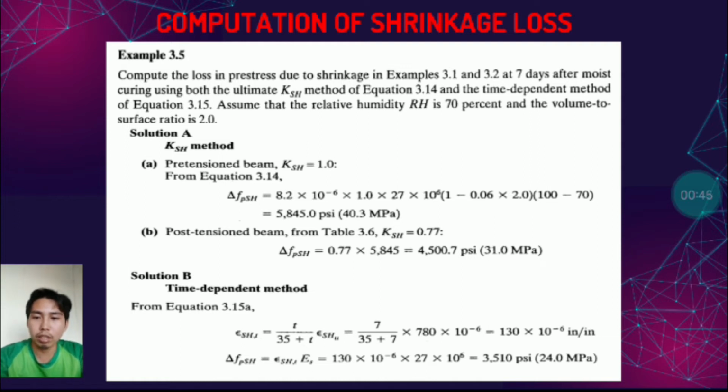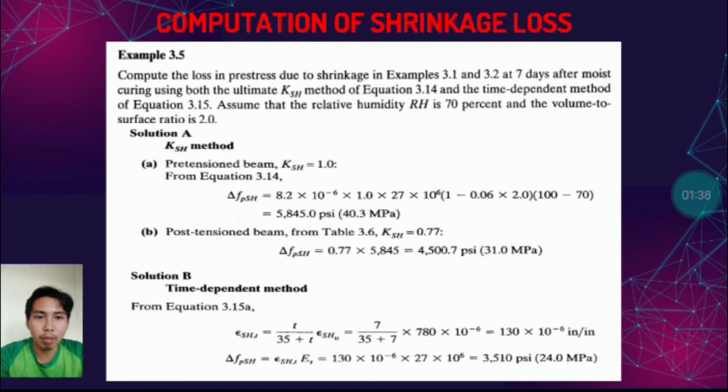Assume that the relative humidity RH is 70% and the volume-to-surface ratio is 2.0. Using the P_sh method, the equation that we will be using is delta f_PSH equals quantity 8.2 times 10 raised to negative 6 times K_sh times E_ps times 1 minus 0.06 V over S times 100 minus RH, where K_sh equals 1.0 for pre-tension beams. The modulus of elasticity, E_ps, equals 27 times 10 raised to positive 6 from the first problem. So V over S equals 2.0.